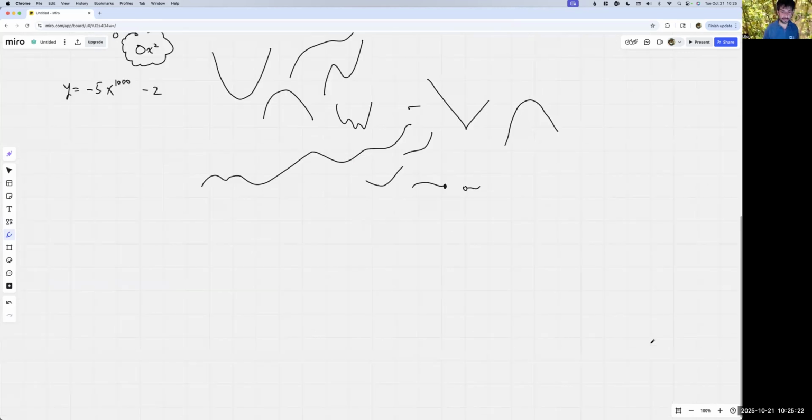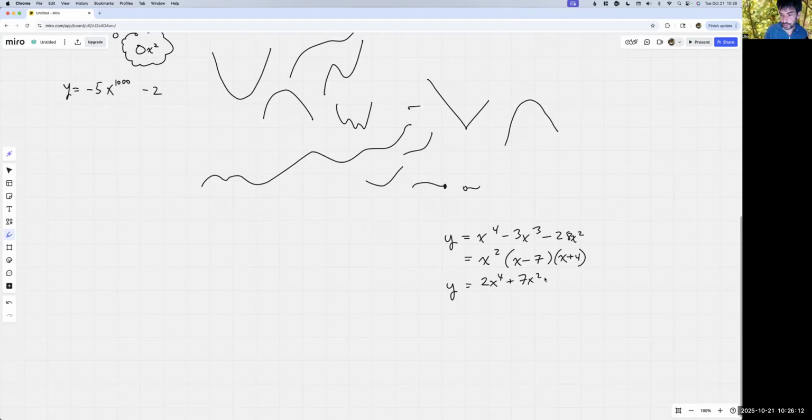And then we'll get more into this later, but we can always write our polynomials factored to some degree. So, for example, the polynomial x to the fourth minus 3x cubed minus 28x squared can be written as x squared times x minus 7 times x plus 4. All right, so we'll look at some examples of factoring, but we can do some factoring there to get this. Here's another one: 2x to the fourth plus 7x squared minus 15 can be written as 2x squared minus 3 times x squared plus 5, right?